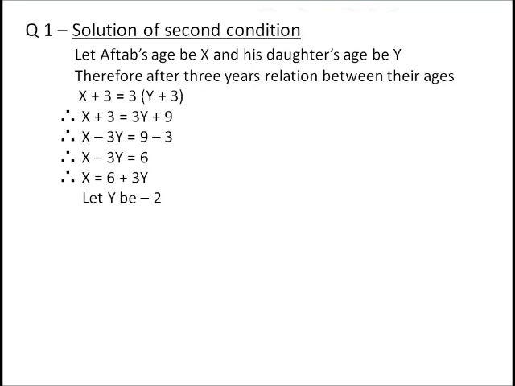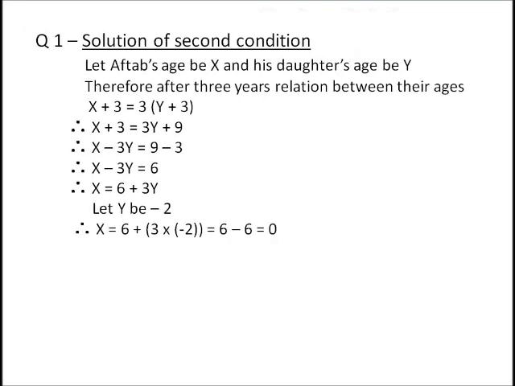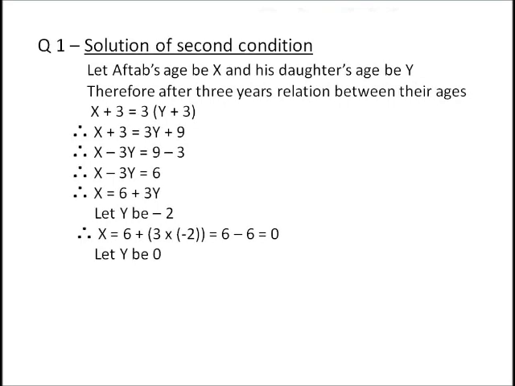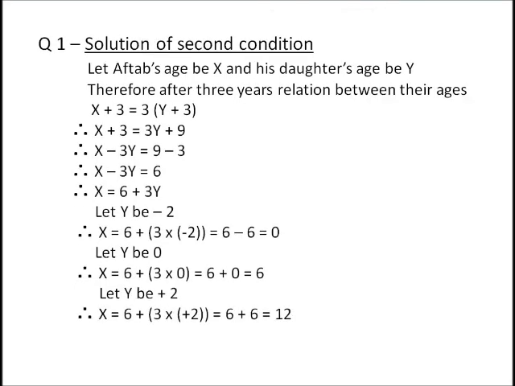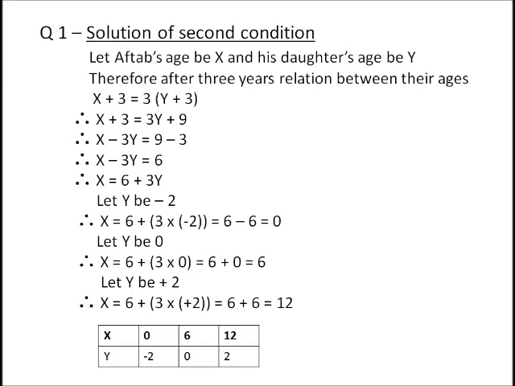Now let y be minus 2. Now putting the value of y, that is minus 2, in the equation, we get x is equal to 6 plus 3 into within brackets minus 2. So this is equal to 6 minus 6 and that is equal to 0. Now let y be 0. Now let y be plus 2. Therefore, x is equal to 6 plus within brackets 3 into plus 2. So this is equal to 6 plus 6 and that is equal to 12.